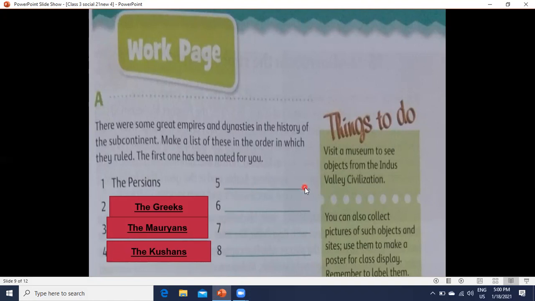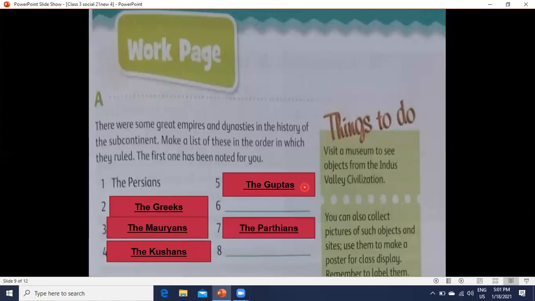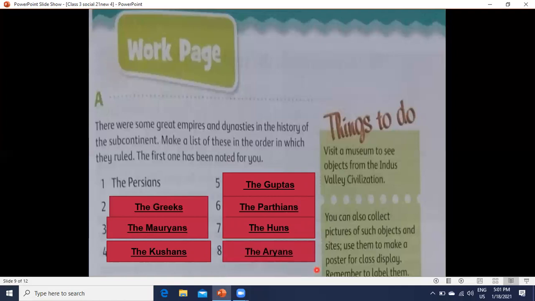Then number five is the Guptas. Number six, the Parthians. These are the histories. Number seven is the Huns. This was also a large tribe, the Huns. The last one is the Aryans. Okay, dear students, write these answers here on the book.